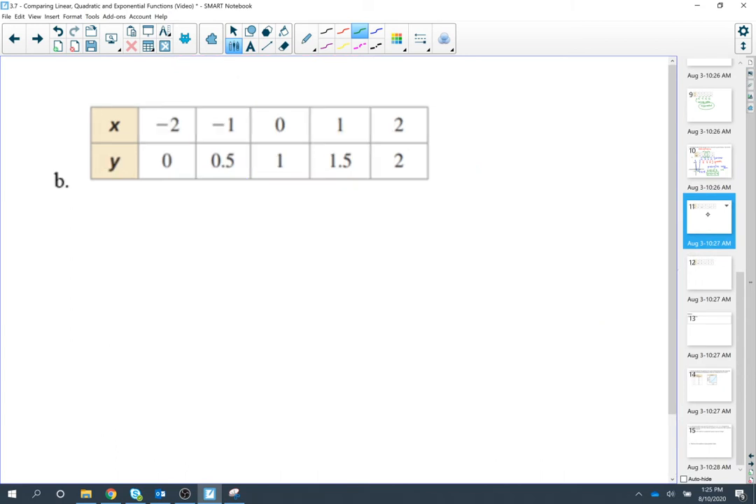Letter B. Okay, first of all, we're going to check our x values. Negative 2, negative 1, 0, 1, 2. Those are increasing by 1. We're good. Then I'm going to go from 0 to a half. How do I get from 0 to a half? I add a half. How do I get from a half to 1? I add a half. How do I get from 1 to 1.5? I add a half. How do I get from 1.5 to 2? I add a half. These are the same. This is the first difference, which means it's linear.